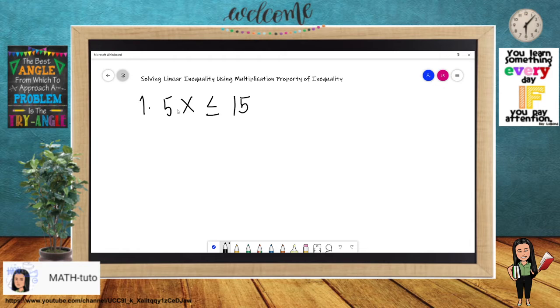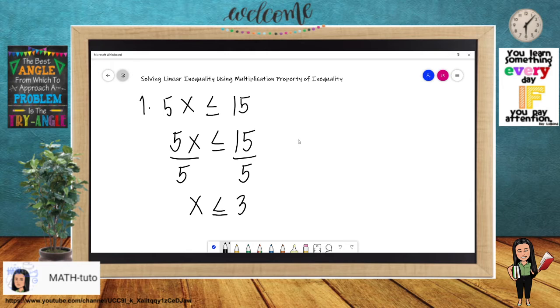And we can do that if we will divide both sides by 5 or we multiply by 1 over 5. That's the same operation. I'll just rewrite it. 5x is less than or equal to 15. We will divide both sides by 5, which is the same as multiplying both sides by 1 over 5. And our answer is x less than or equal to 3.